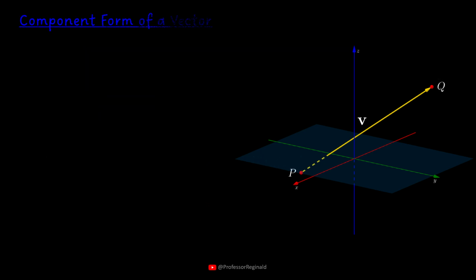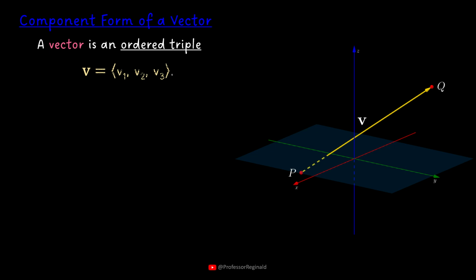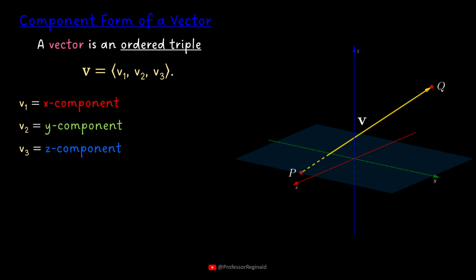Component form of a vector. A vector can also be expressed as an ordered triple, where each number is called a component. The first number is the x component. The second number is the y component. The third number is the z component. Each component can be positive, 0, or negative. 3 components make up a vector in space, while only 2 components make up a vector in a plane. Note the use of angle brackets to denote vectors, while the use of parentheses to refer to a point.